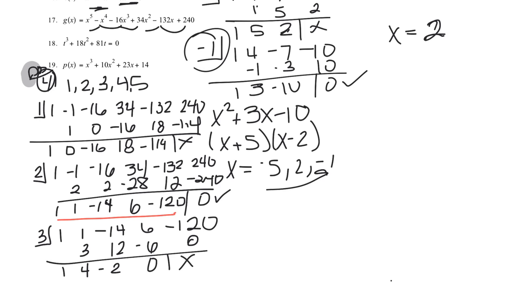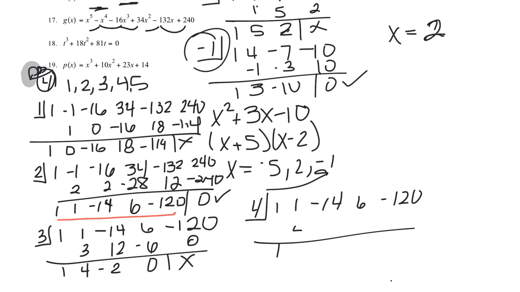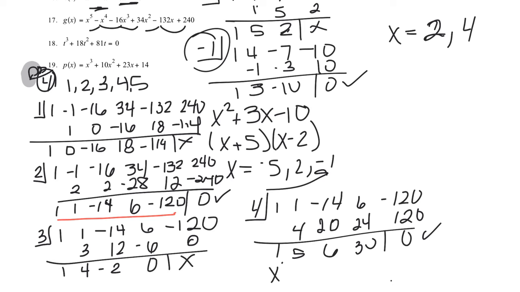That didn't work. Let's try 4. 1, 1, negative 14, 6, negative 120. 1, 4, 5, 20, 6, 24. That's 30. 30 times 4 is 120. It's 0. I found another one, positive 4. Now I have 4 terms. This is x cubed plus 5x squared plus 6x plus 30.